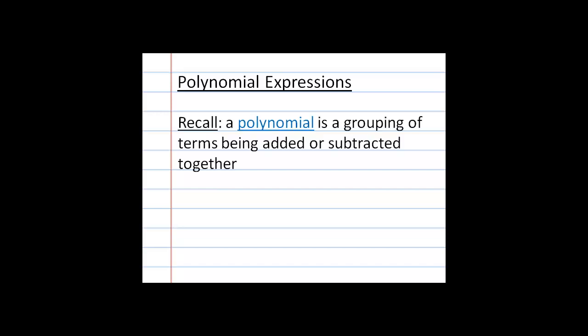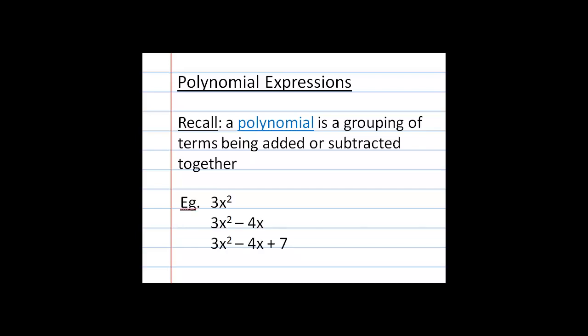We're going to examine polynomial expressions. If we remember from grade 9, a polynomial is a grouping of terms being added or subtracted together. A term is either a number or a variable, or a number and a variable multiplied together, or a number as a fraction, so a division, that's also being multiplied by a variable. If I add or subtract these terms together, we have what's called a polynomial. Let me give you a couple examples.